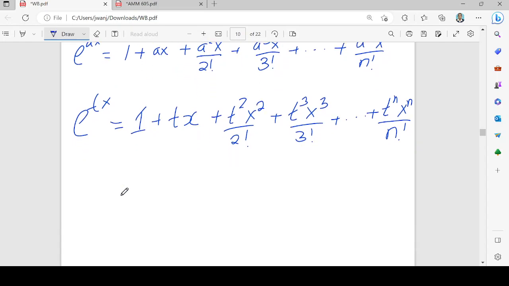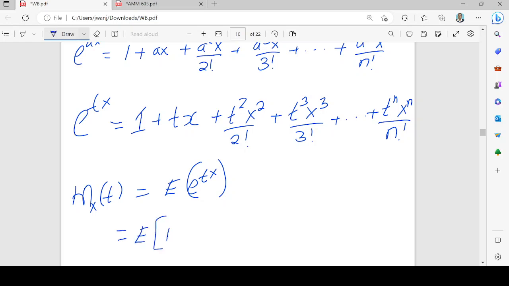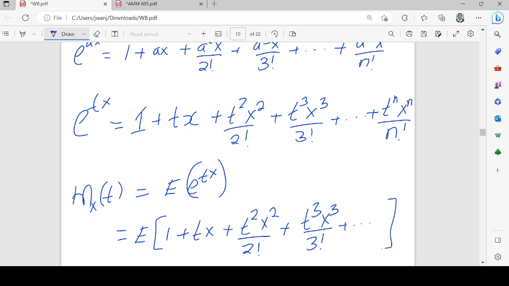And now if we want to find the moment generating function, which is the expected value of e raised to power tx, then this is the same as writing the expected value of 1 plus tx plus t squared x squared all over factorial 2 plus t cubed x cubed all over factorial 3, and so on. It is the expected value of that.